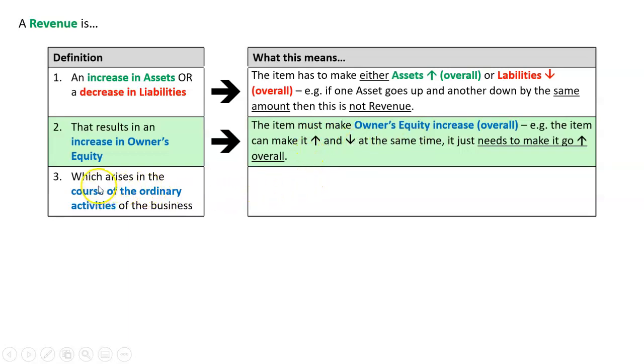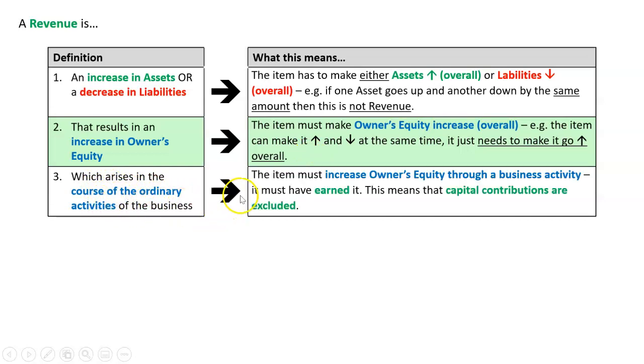Now this last bit, what does it mean? Which arises in the course of the ordinary activities of the business. Basically all that's saying is you've got to earn revenues. And that means that a capital contribution is excluded. The owner can't just give the money capital and say that's revenue because you didn't earn it. It's not revenue, it's a separate thing. It's the owners giving equity to the business.